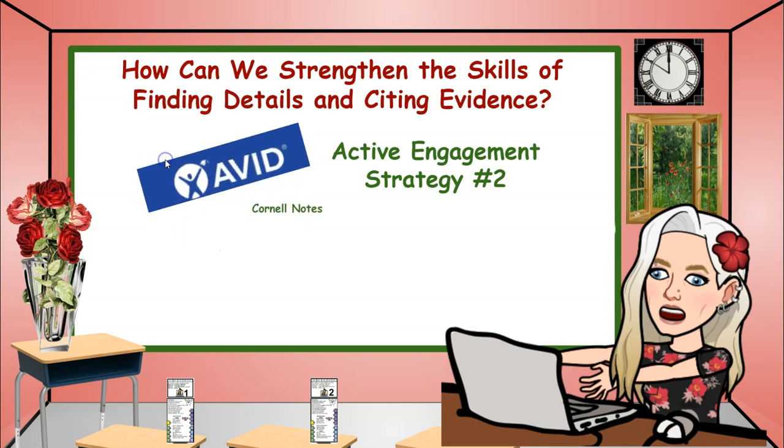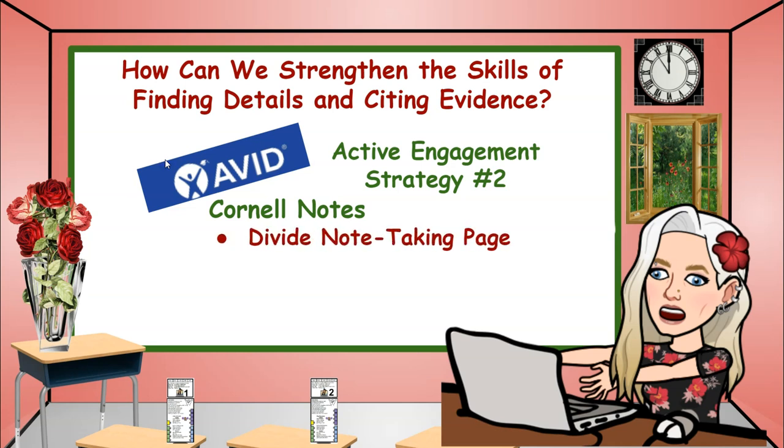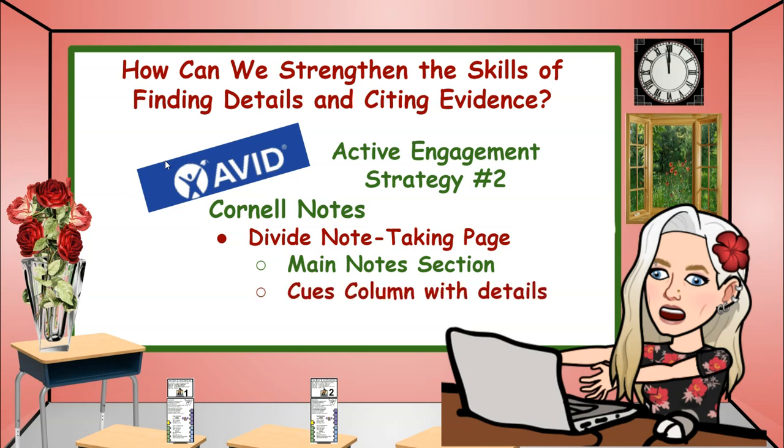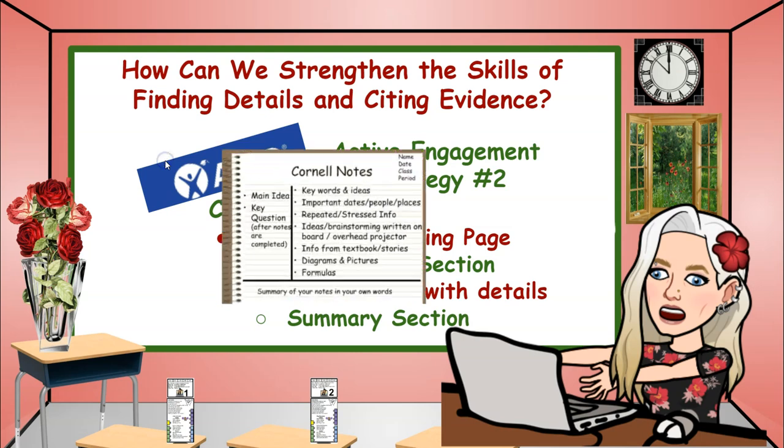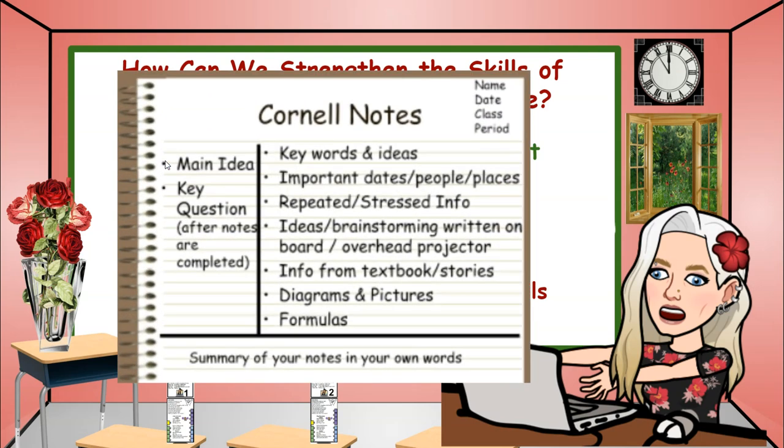The second AVID active engagement strategy we're going to look at is to use Cornell notes. Cornell notes involve dividing a note page into sections: a main note section, a cues column with details, and a summary section. When students use this method, they can record details and main ideas in the main note section, jot down questions or cues in the cues column, and summarize the central idea of a section or text in the summary section.